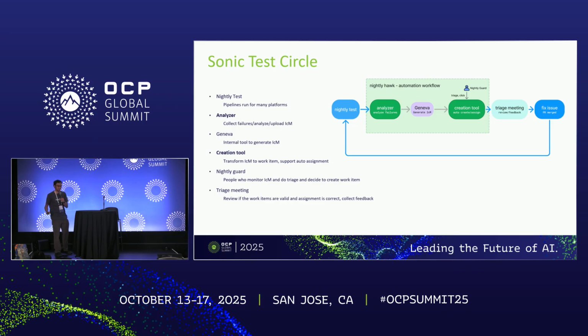So to alleviate all of that, we have this automation workflow. After every nightly test, an analyzer comes in, takes a look at all of the failing test cases in that nightly test run, and based on that creates an incident in our internal incident tracking system. That then is made visible to a group of people that we call Nightly Guard or Nightly Hawk, who then look at those incidents and create work items for our other developers to go in and fix. We go through those work items. If it's valid, then it gets assigned to someone to actually work on. And after the issue gets fixed, the whole cycle repeats again.